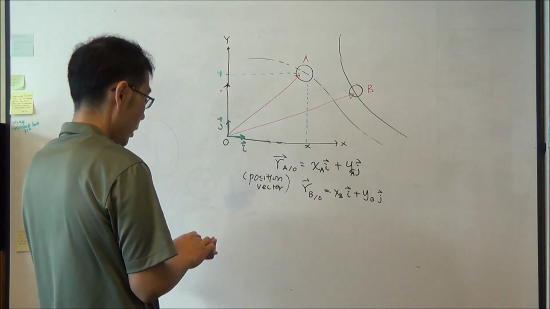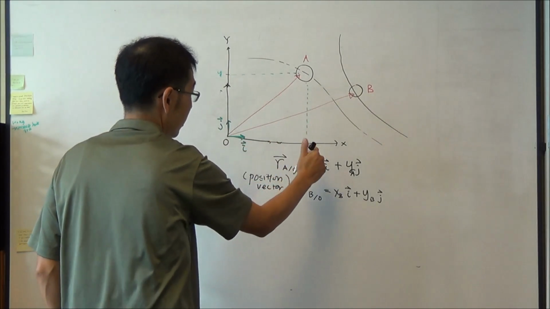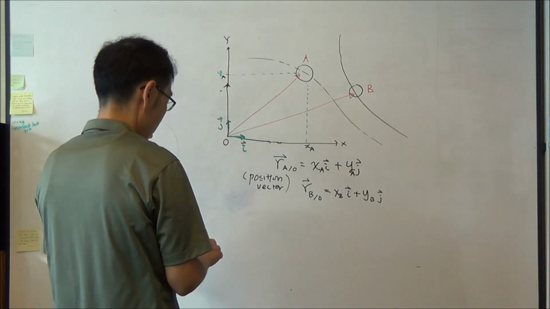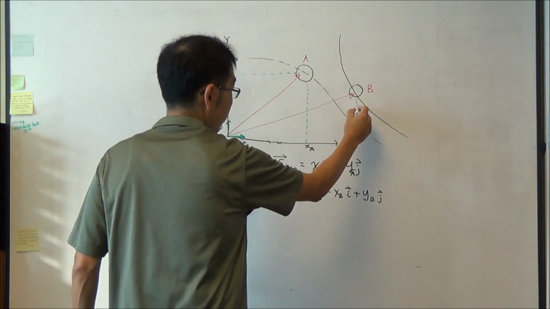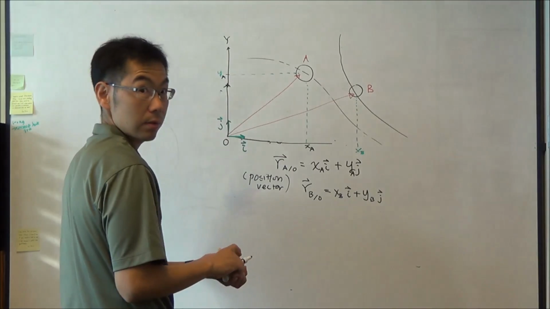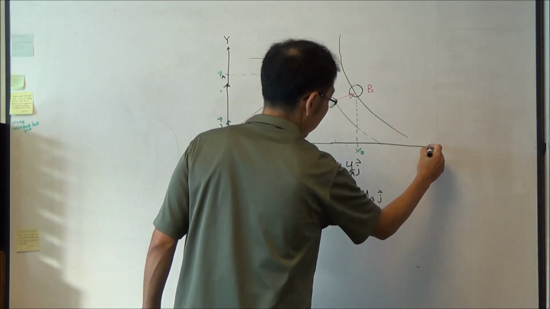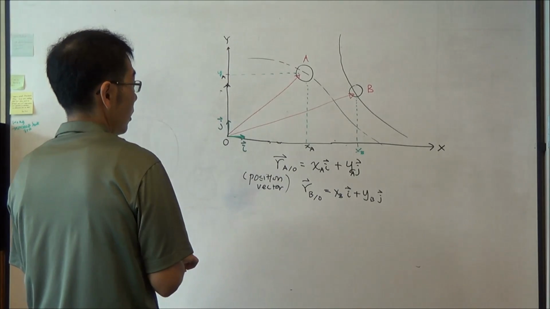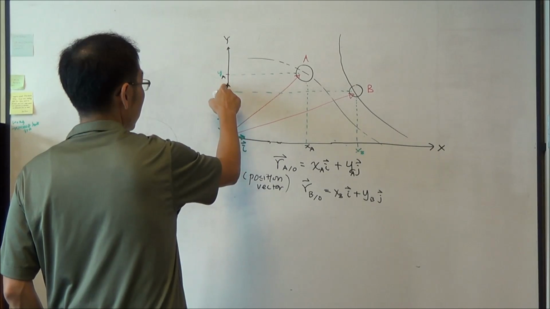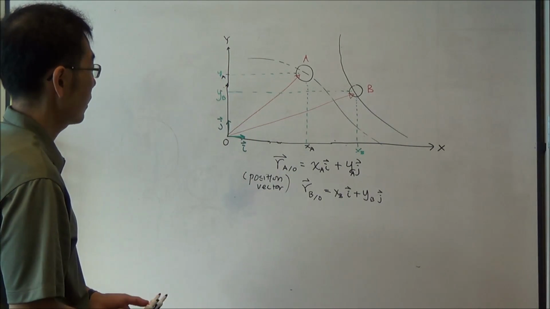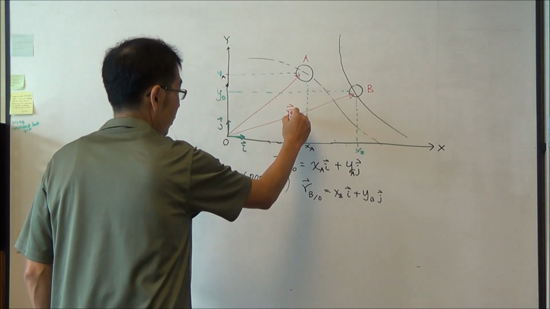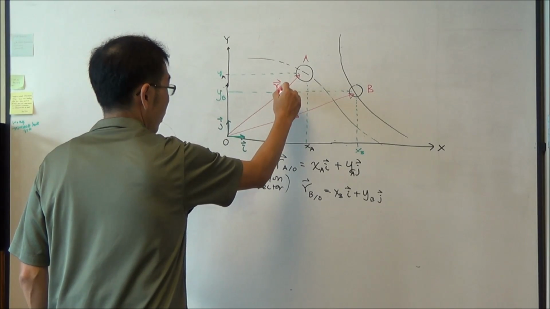So in this case, x of A is xA, and y of A is yA, and likewise x of B here is xB. Let's make this our x-axis, a little bit more extended. This is my x, and then this is yB. So this is my position vector R of B with respect to O, and this is R of A with respect to O.